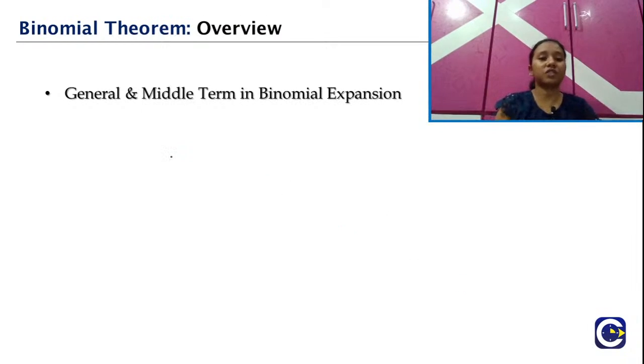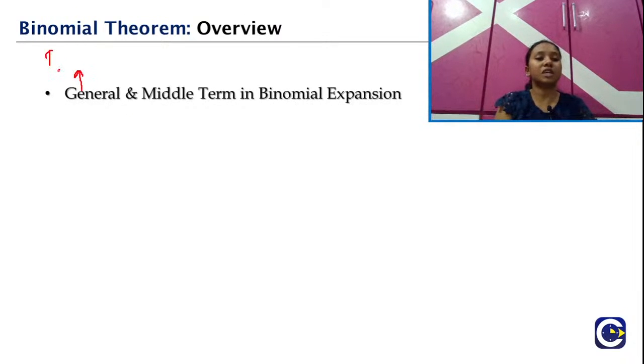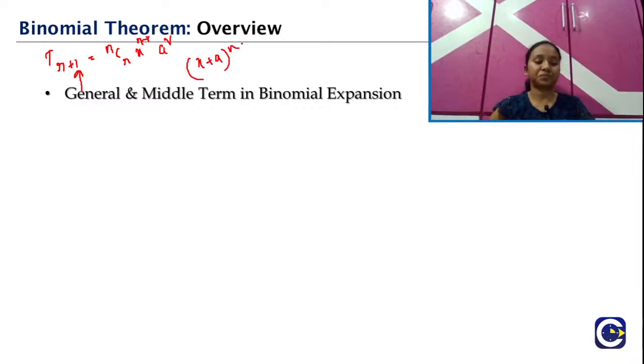The first one we discussed is the general term as well as the middle term in the binomial expansion. We know the general term is represented as T(r+1), that is the (r+1)th term, which will be equal to nCr x^(n-r) a^r. This is our standard representation of a general term for an expansion (x + a)^n.